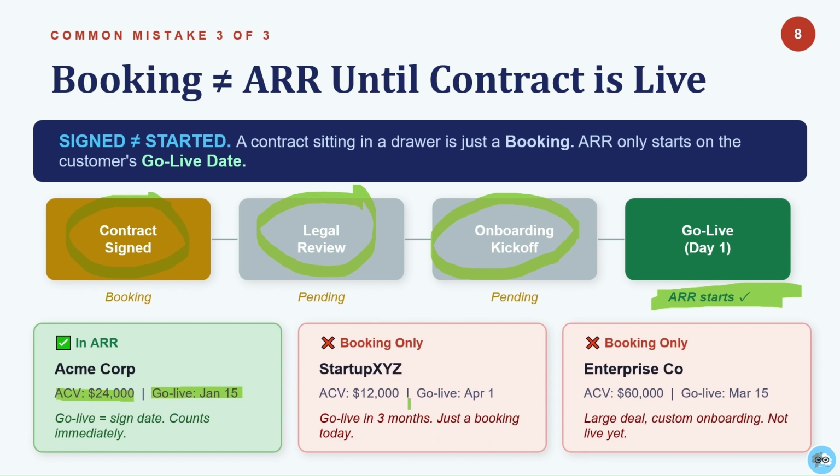But on the other hand, for a startup XYZ, their average contract value is 12,000, but they're going live on April 1. There is a gap of 3 months. So they're just booking today, they're not going live. So we will not consider this amount as our revenue, as our ARR, immediately. We will wait till April 1st to consider it as our revenue. Similarly, in this example, they are going live on 15th March. So we will not consider this as revenue. We will only take it into consideration when March 15 happens.